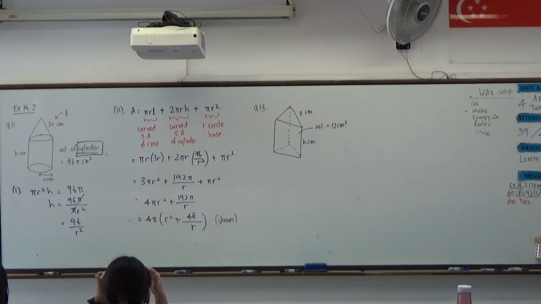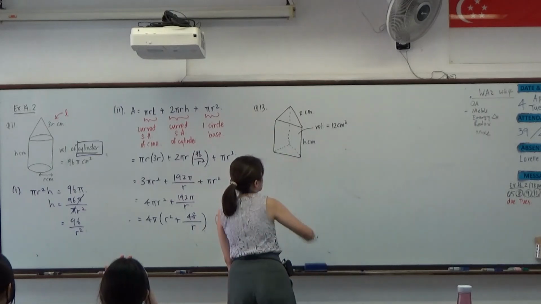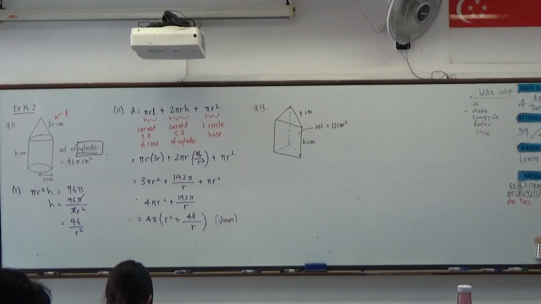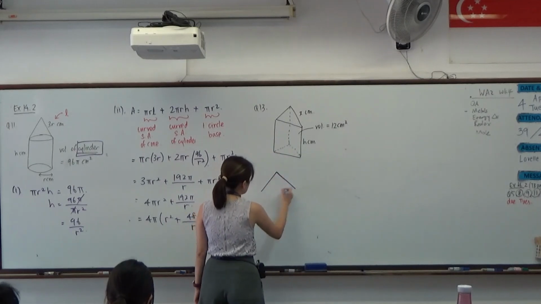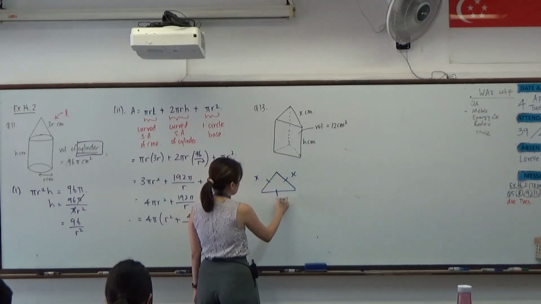Again, volume is equals to 12 cm cube. Volume of any prism is base area times height. In this case, the base is actually a triangle, and this triangle is not a right angle triangle, it is an equilateral triangle. So don't make the mistake, okay? In an equilateral triangle, we have to draw it out. In this case, it's x on all sides.